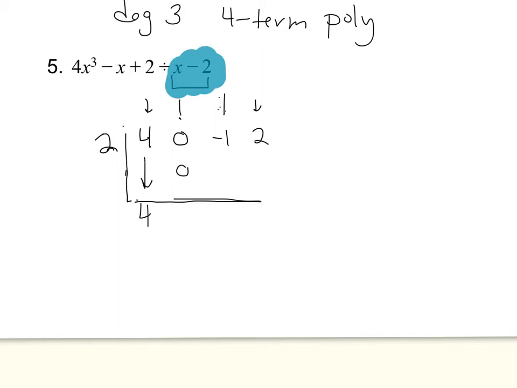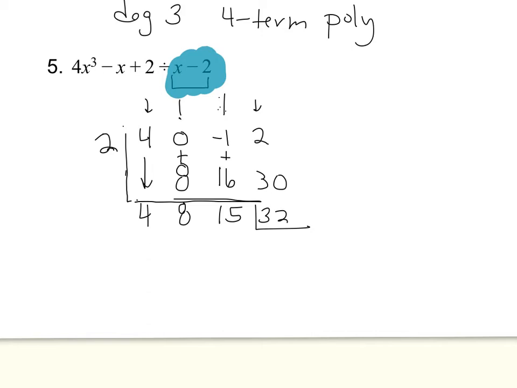2 times 4 is 8. 0 plus 8 is 8. 2 times 8 is 16. Add those together, I get 15. 2 times 15 is 30. And 32, which is my remainder.